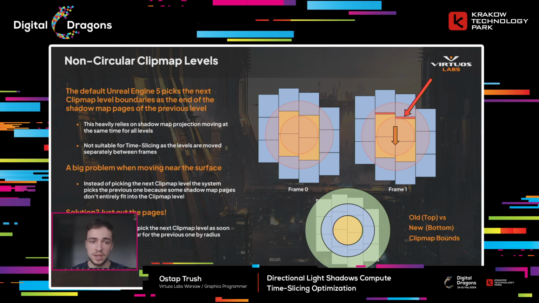And the solution for it is pretty simple. We just pick a clip map level not based on where the shadow map pages that cover a clip map level radius are ending, but simply on the clip map level radius. This removes the problem with the clip map shadow page projection and removes all the artifacts that come with it. Next slide, please.